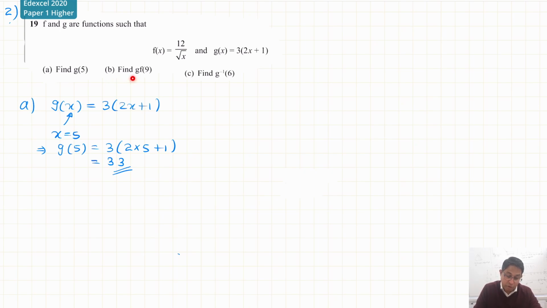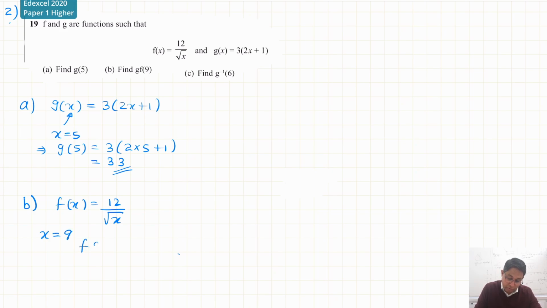Part B, you have to find g of f of 9. Here we have a composite function value. So what we have to do first, you have to find f of 9 first, then substitute that value into function g of x. First find f of 9, therefore take function f of x equal to 12 over square root x. Substitute x equal to 9 into the function.